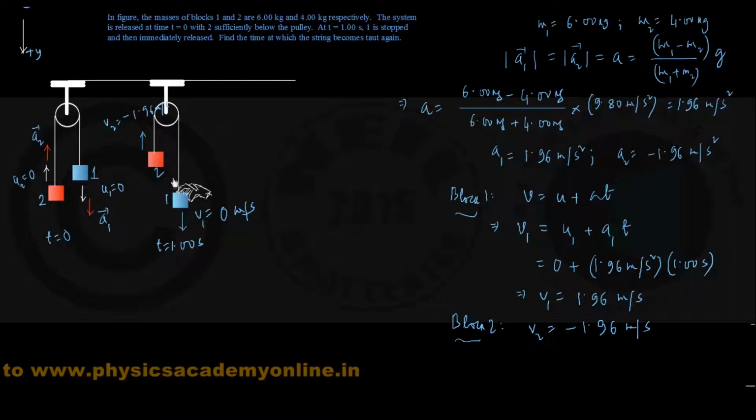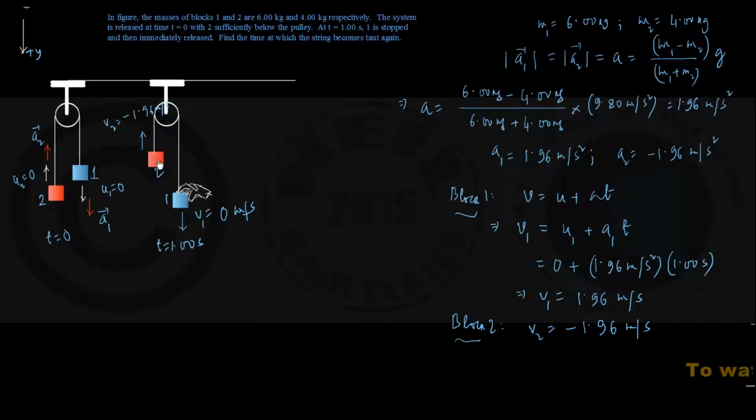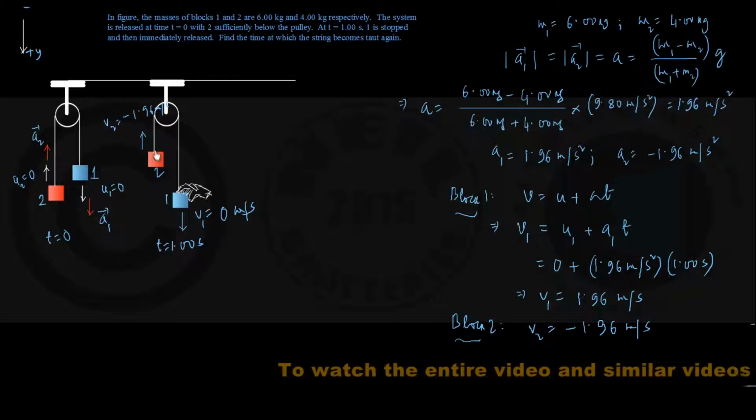Now the effect of this is, since block one is now moving slower and block two is now moving faster, this string no longer remains taut. And this is no longer a case of constrained motion. You understand, the moment this string becomes slack, not taut, it does not exert any force of tension on either block one or block two.